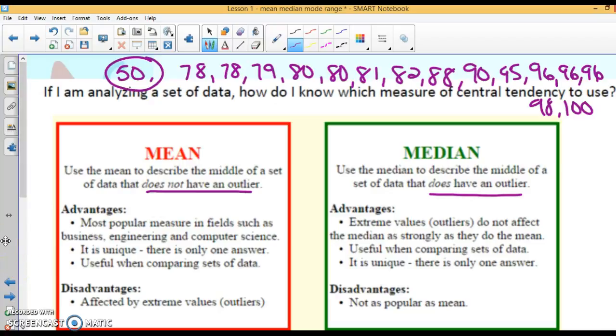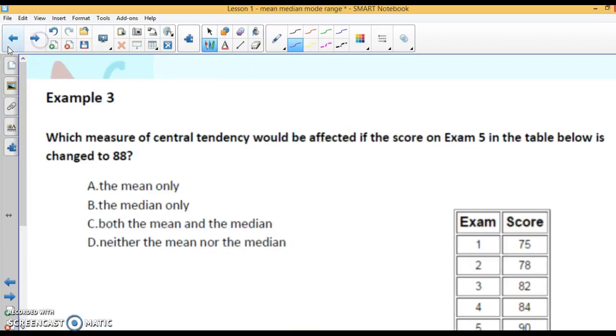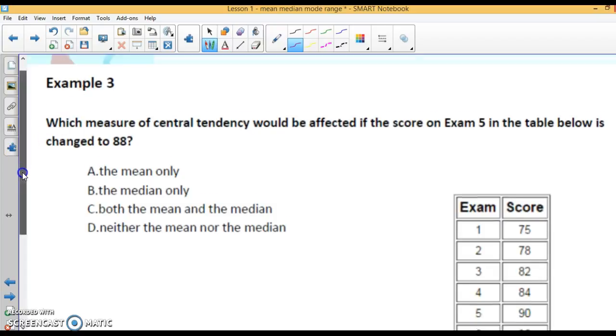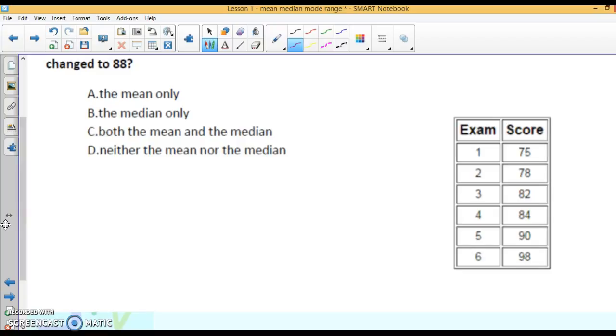Outliers mess up the mean because they either pull it down, like in this case, the 50 would pull down my mean, or they make it higher if your outlier is way big. All right, which measure of central tendency would be affected if the score on exam 5 in the table is changed to 88? So, if I change this score to 88, it says which measure of central tendency will be changed.